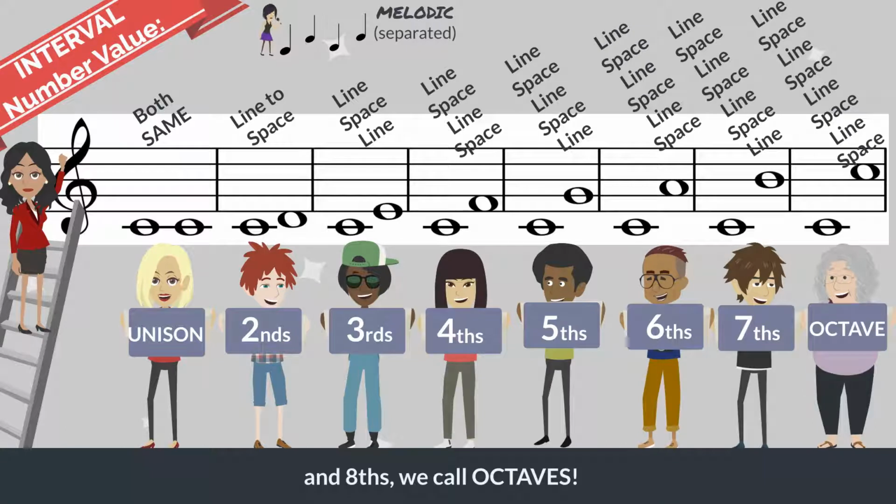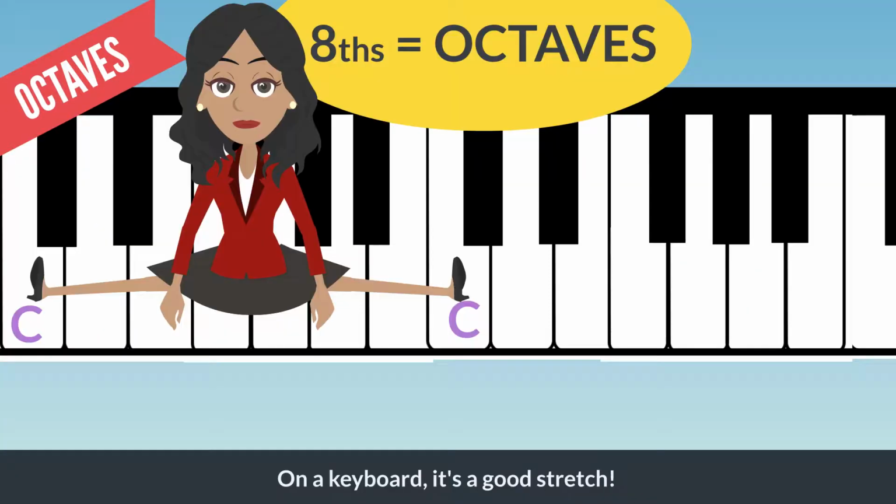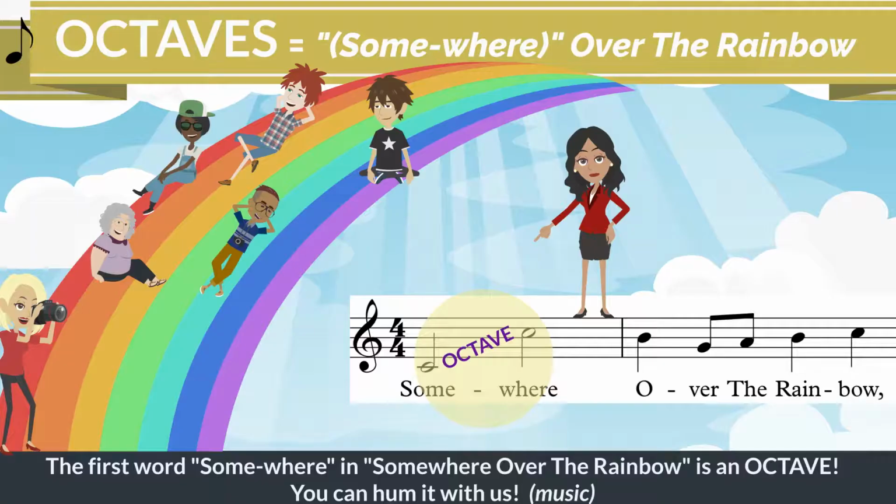And eighths, we call octaves. Octave letter names will always match. On a keyboard, it's a good stretch. The first word, "somewhere," in "Somewhere Over the Rainbow" is an octave. You can hum it with us.